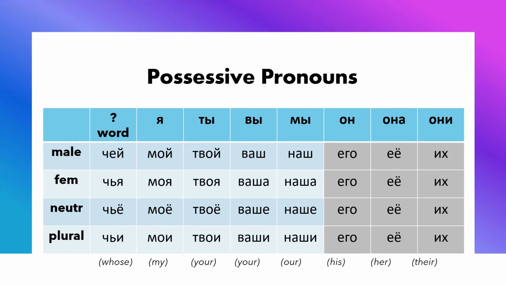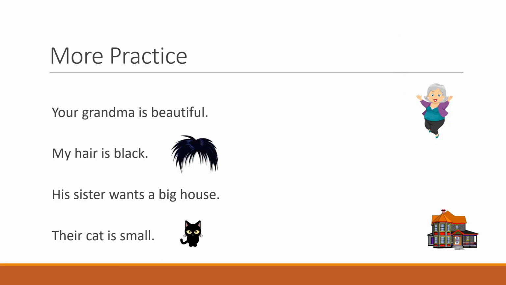And let's do our last bit of practice just to make sure you really have this down. So let's translate these sentences. Your grandma is beautiful. Okay, so grandma is female. So we're going to use our female possessive pronouns. Твоя бабушка красивая. That is in the informal you. If it was formal, it would be ваша бабушка красивая.